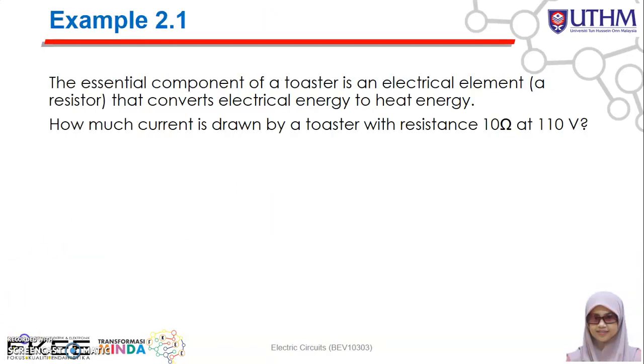Okay, so now let's do an example for calculation. The question: the essential component of a toaster is an electrical element that converts electrical energy to heat energy. How much current is drawn by a toaster with a resistance of 10 ohm at 110 volt? Here V is equal to 110, R is equal to 10 ohm. So what is the value of I?